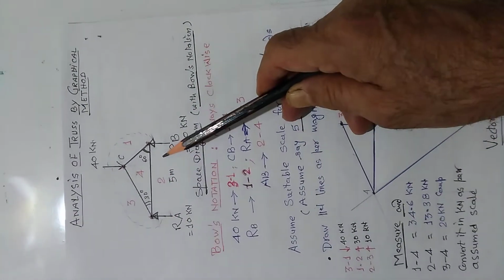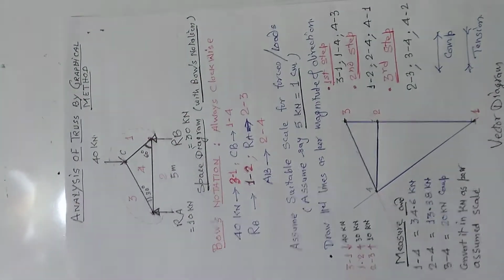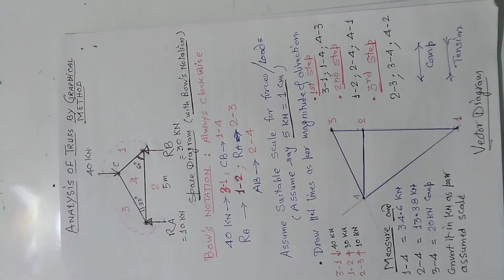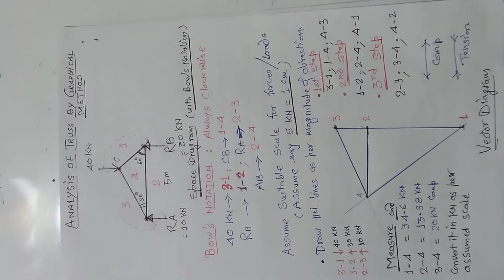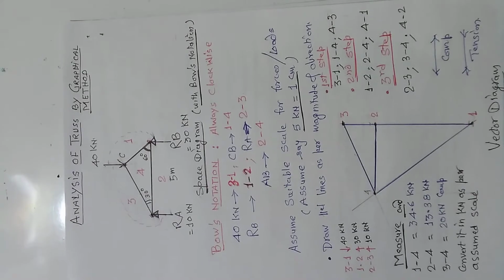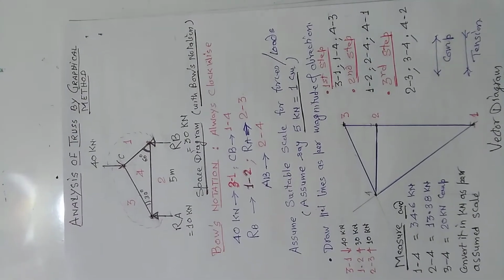Once Ra and Rb are known, then what do we have to do? From the space diagram, we have to give the Bow's notation and then convert it into a vector diagram, that is, the force diagram. What is Bow's notation?